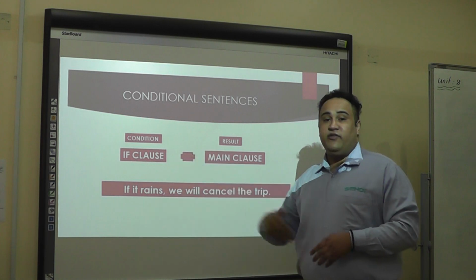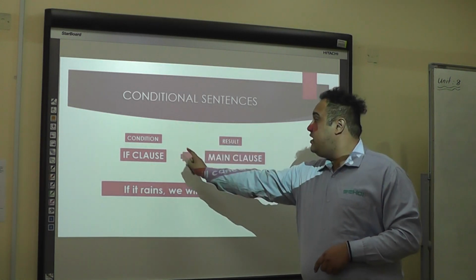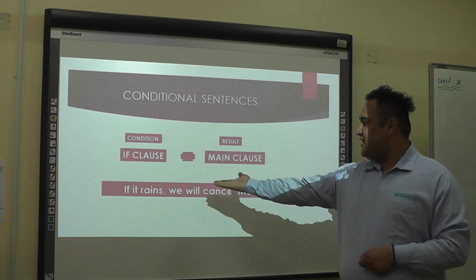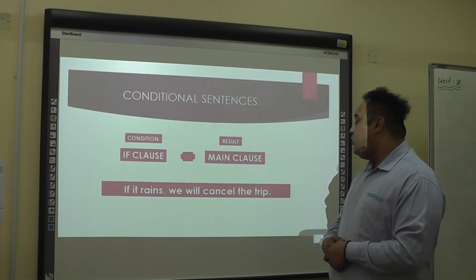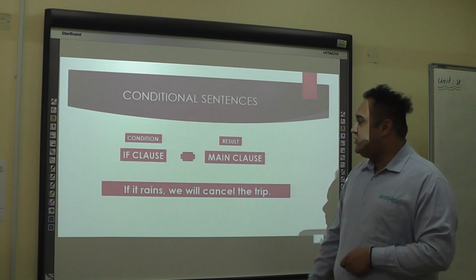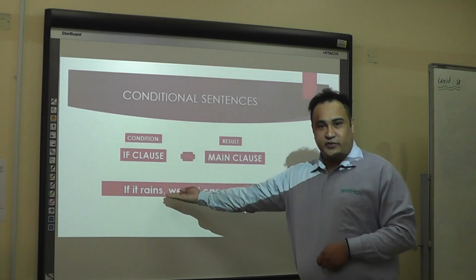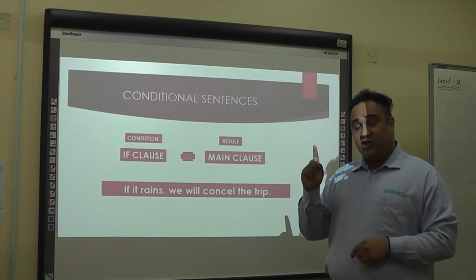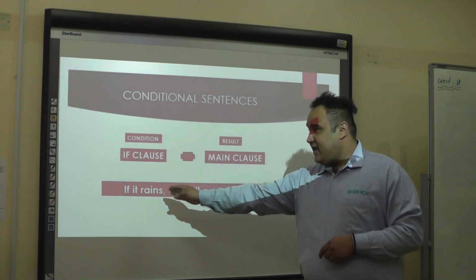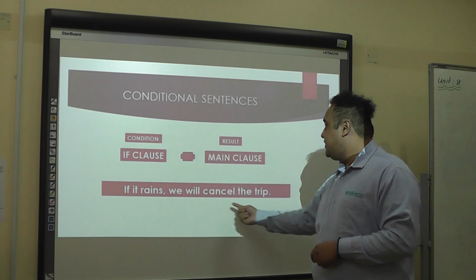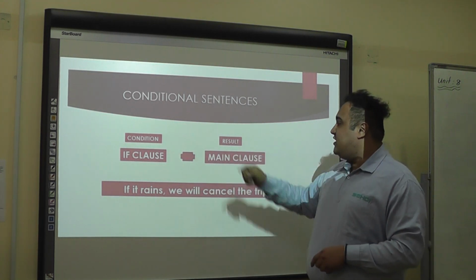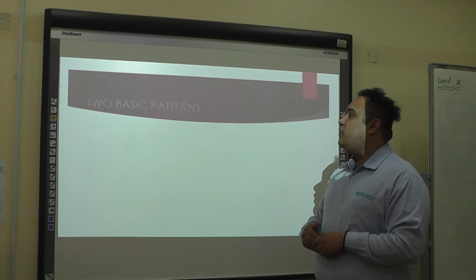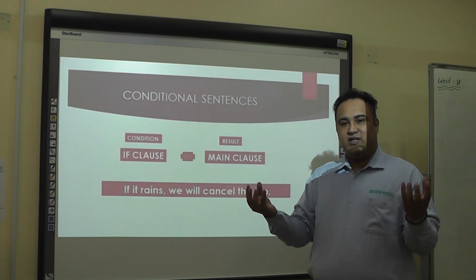So we have here the if clause, which is the condition, plus the main clause, which is the result. Let's take a look into the sentence we have here. If it rains, we will cancel the trip. Take note that the if clause is if it rains, and the main clause here is we will cancel the trip. The condition is if it rains, and the result is they will cancel the trip. So do not forget about the structure of a conditional sentence, wherein we need an if clause and we need a main clause.